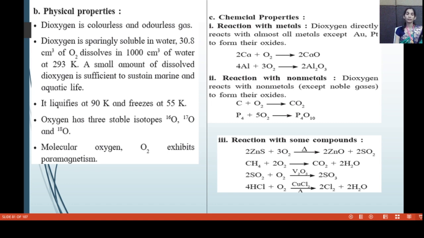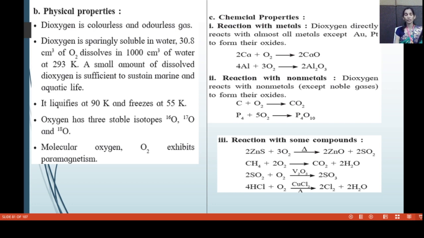Now these are the chemical properties of dioxygen. The first one is the reaction of dioxygen with metals. When dioxygen reacts with a metal, we get oxides. When calcium reacts with dioxygen, we get calcium oxide. Aluminium also gives the oxide, Al2O3.